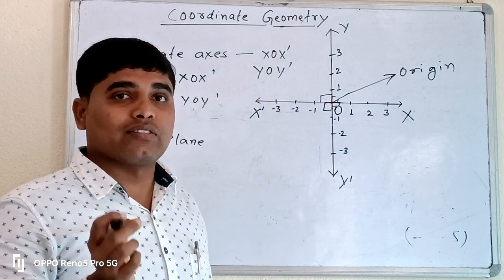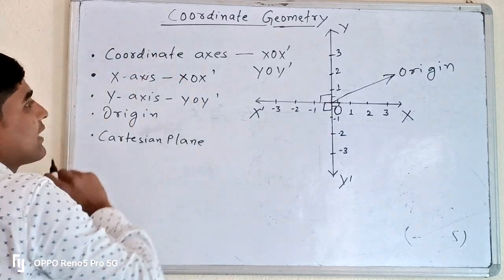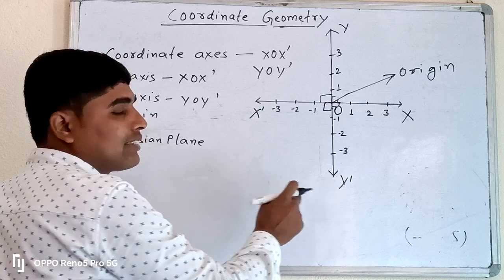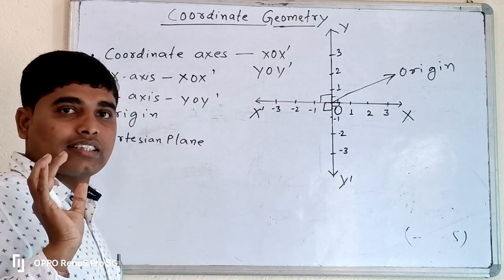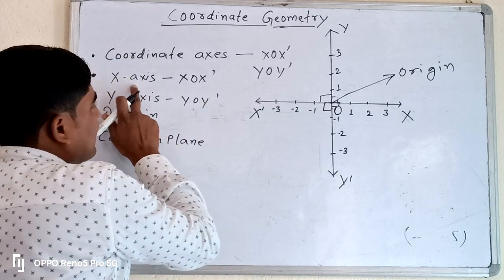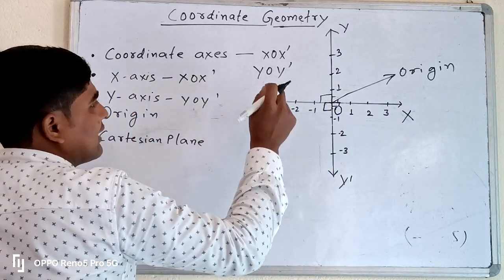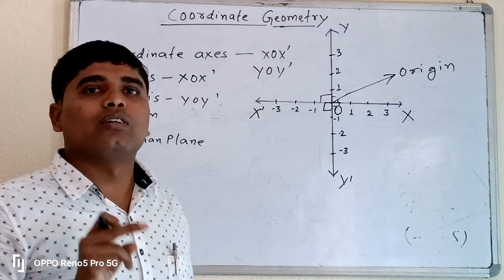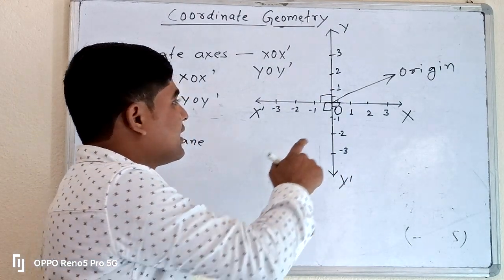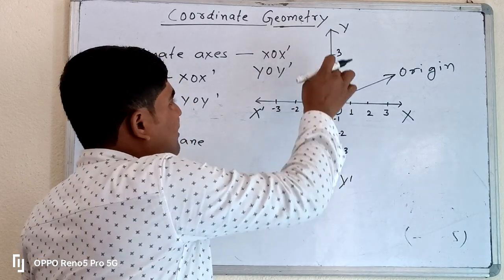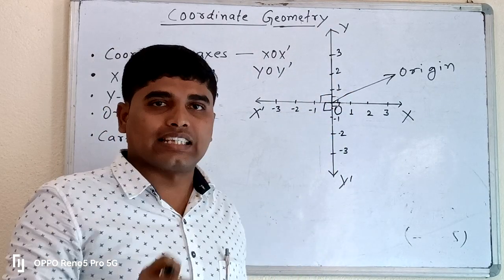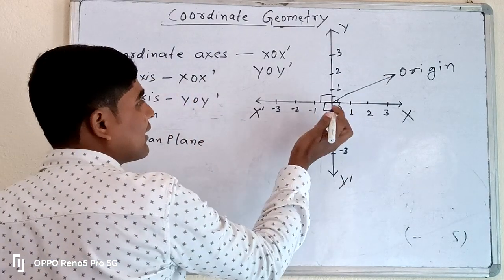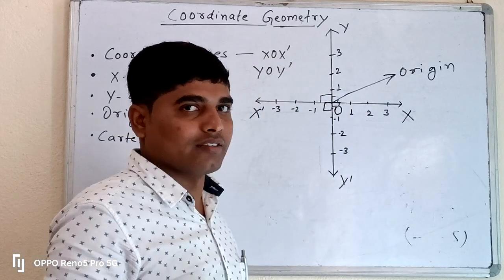Well, let me discuss once again one by one. Coordinate axes: X O X dash and Y O Y dash are called coordinate axes. X O X dash is called the x-axis and Y O Y dash is called the y-axis. And origin O is where the lines meet or intersect. The point where the x-axis and y-axis intersect is called the origin.